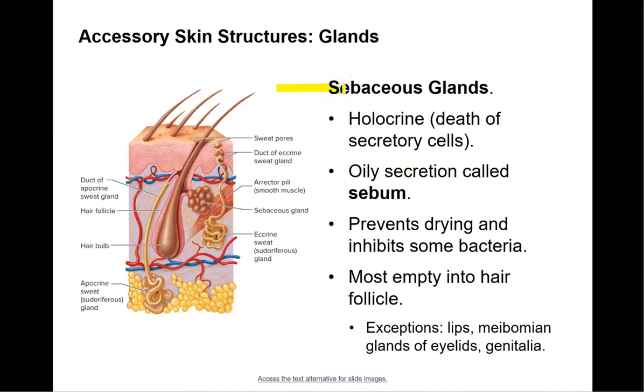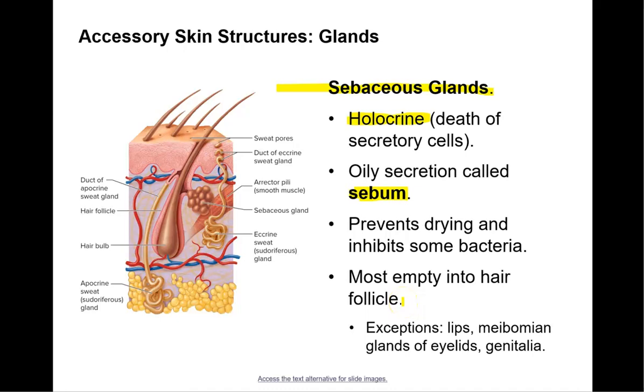So this page is really, the notes are just on the sebaceous glands or oil glands. They're a type of holocrine gland. They're a holocrine exocrine gland. Exocrine meaning that they secrete their product, the oil is secreted into a duct and onto a surface. So the secretion of the sebaceous gland is going to be through this duct onto the hair surface and onto the surface of the skin. The oily secretion is called sebum, and that's where sebaceous glands comes from. The sebum prevents drying and inhibits some bacteria.